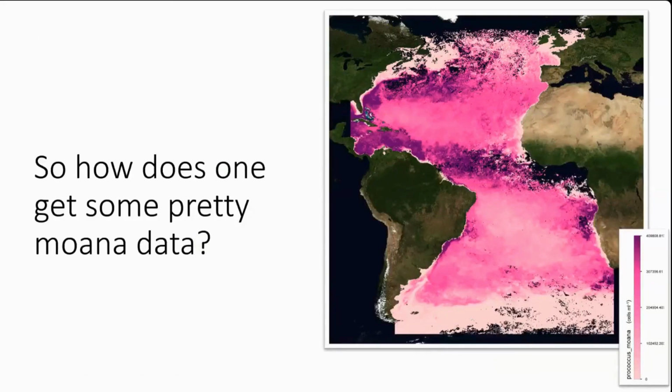So we come to the point where Morgaine asked me to show you how to get some of this pretty MOANA data. And here what you see is a monthly distribution of Prochlorococcus. I think it's for February of this year. The pinker colors indicate higher concentration of Prochlorococcus, and the less pink colors show you where this Prochlorococcus is in low concentrations.